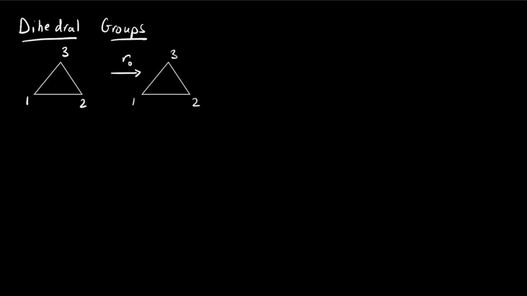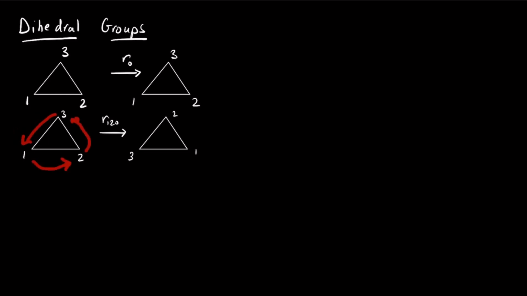So the first operation I can do is kind of natural. I could just do nothing to the triangle. I could do what's called a 0-degree rotation. So that takes my triangle and leaves it unchanged. Another thing I can do is rotate the triangle counterclockwise by 120 degrees. So I could take this triangle and just rotate it 120 degrees. So when I do that, what ends up happening is, again, I'm rotating this way by 120 degrees. So my 3 ends up down here, my 1 ends up over here, and my 2 ends up here, right? So I have this arrangement of my corners.